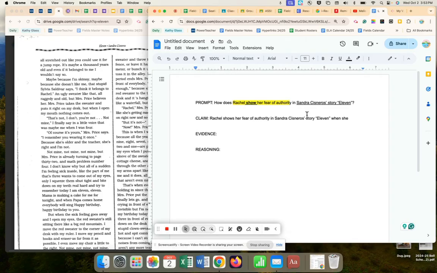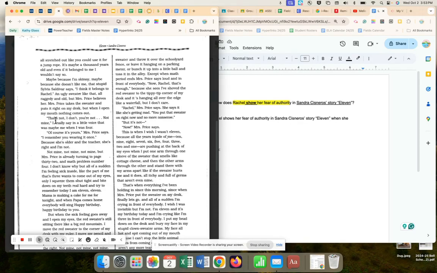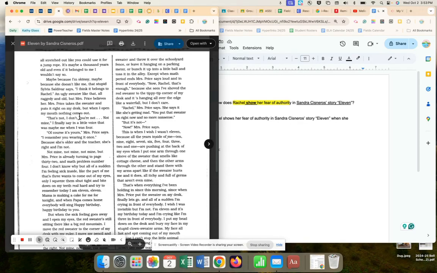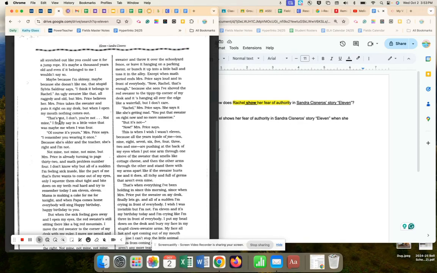If we looked at somebody, you don't know if they're sad or simply thinking with a straight face. But when Rachel stutters, she's showing it. So I'm going to go back to my text, and I remember this part right here. "That's not, I don't, you're not mine," I finally say in a little voice that was maybe me when I was 4.